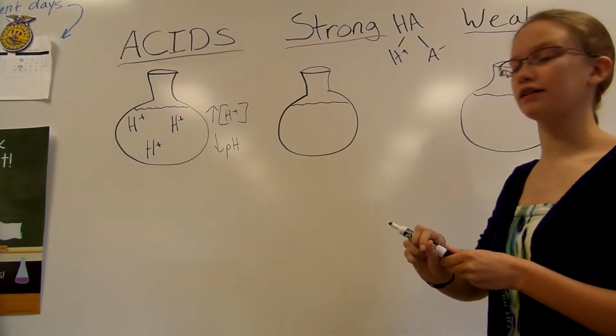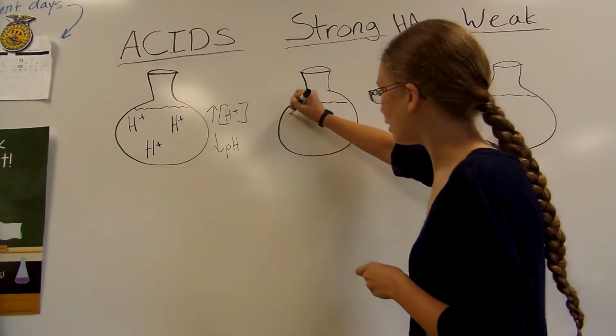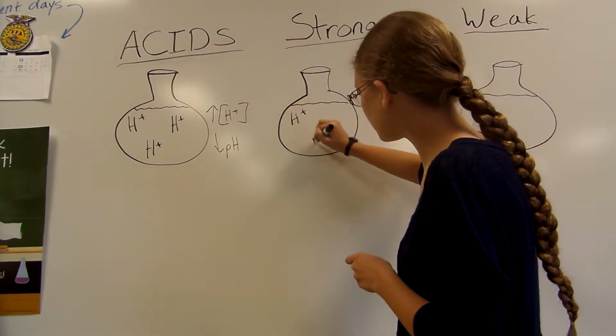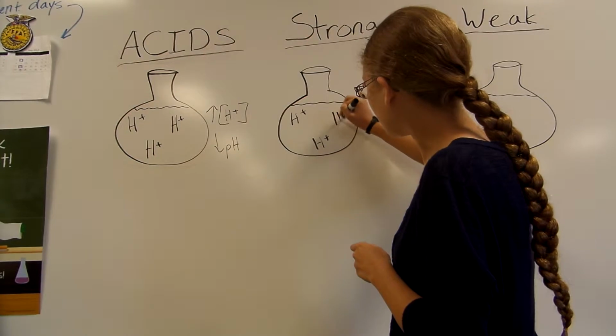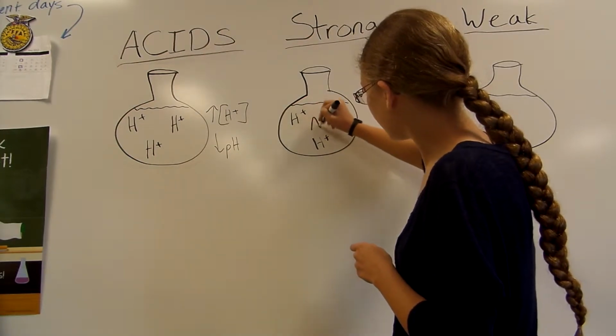In our strong acid, it's going to be completely broken up. So we're going to have the same number of H pluses and A minuses with no HA.